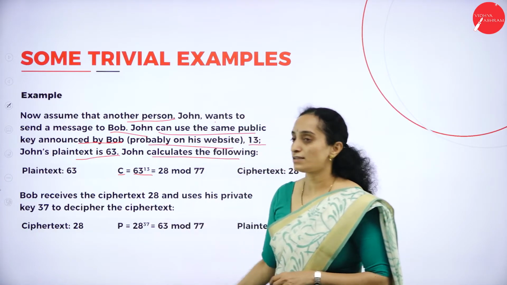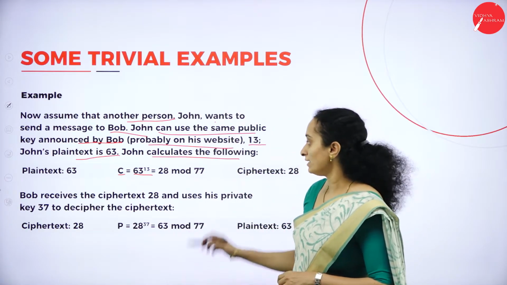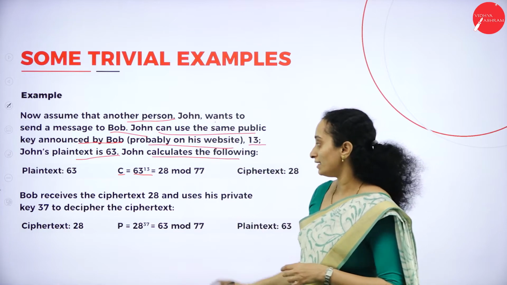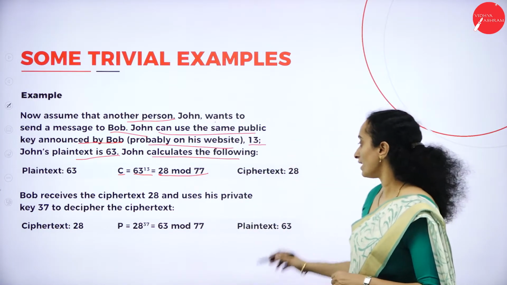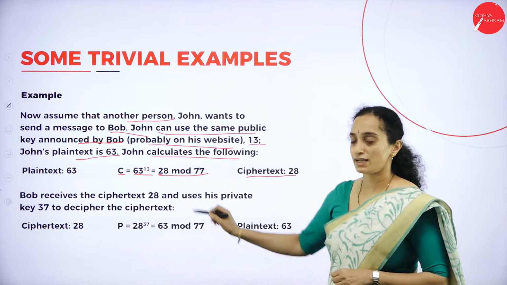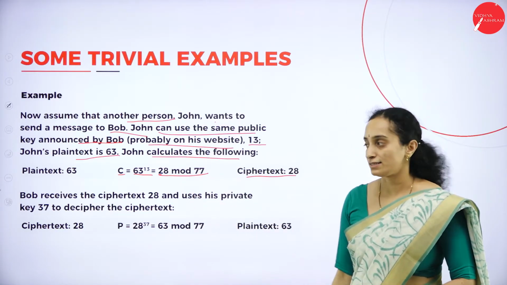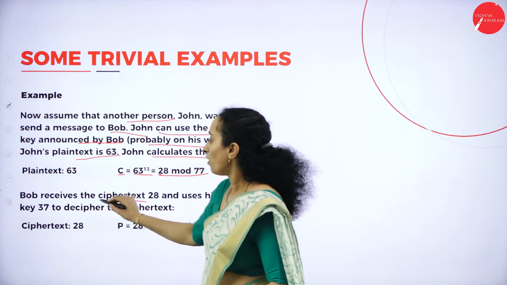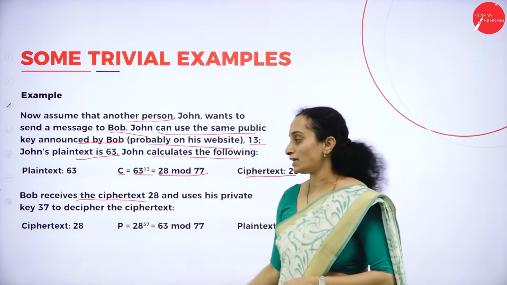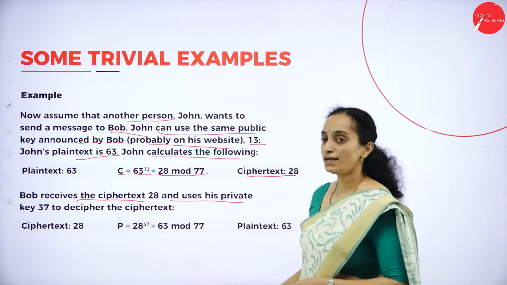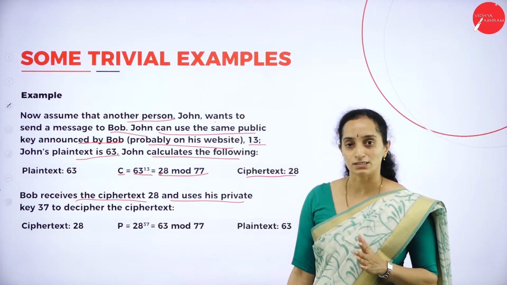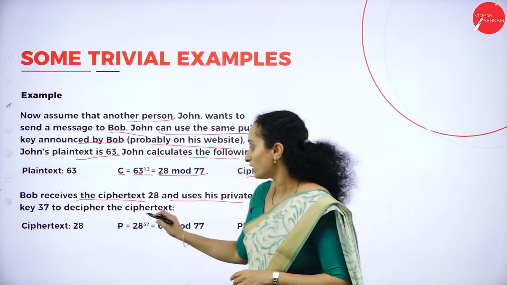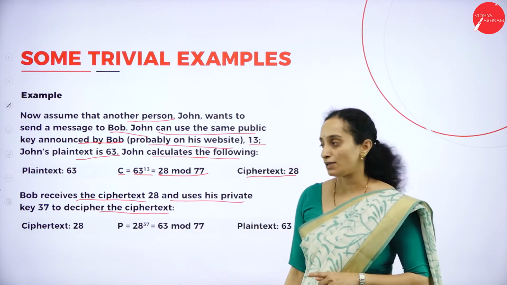So John calculates the ciphertext like this. C equals 63 to the power of 13. So it is E and D. 28 mod 77 we get. So the ciphertext we get is 28. Okay. Now Bob receives the ciphertext 28 and uses his private key 37. So 37 is the private key he has used to decipher the ciphertext.